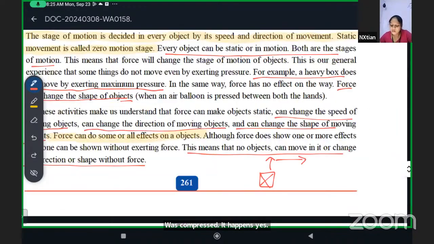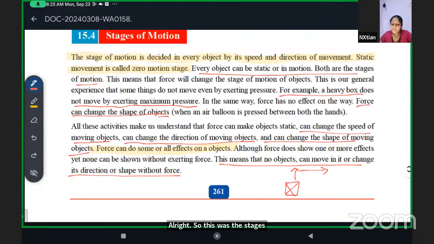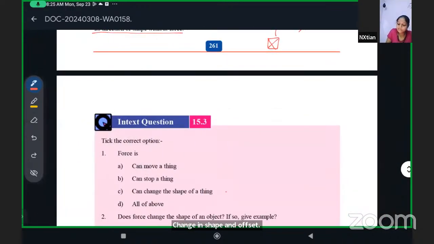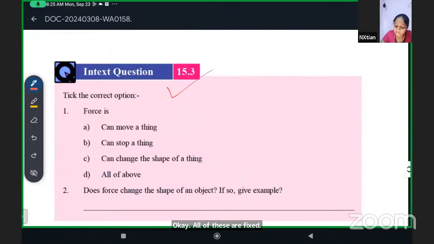So these were the stages of motion. What are the stages? Two stages are there: static stage or motion stage. The stage where something is lying there, and when something is moving. What are the effects of force on objects? Change in direction of a moving object, change in speed of a moving object, change in shape of an object. All of these are effects. Then this is for you all to try out, 15.3. You have to try this out.